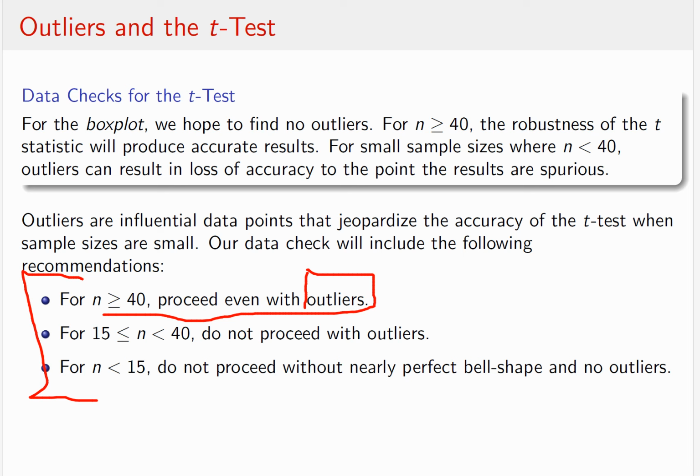But generally speaking, with just moderate outliers, for sample sizes above 40, the t-test is so robust that it's going to retain its accuracy, even though we violated that assumption a little bit. Again, we're not going to let it go to the extreme. Okay. For sample sizes between 15 and 39, do not proceed with outliers.